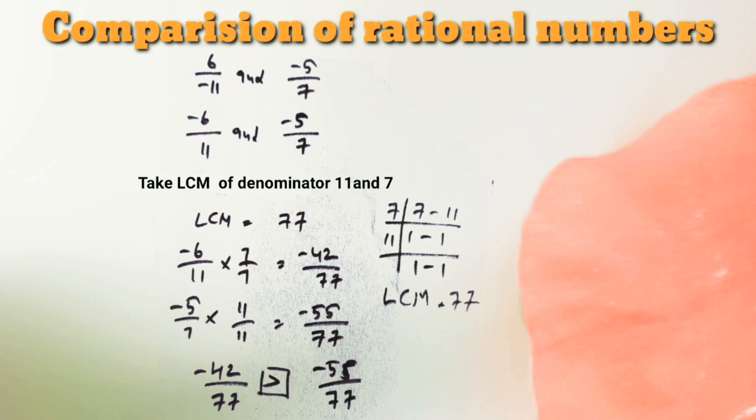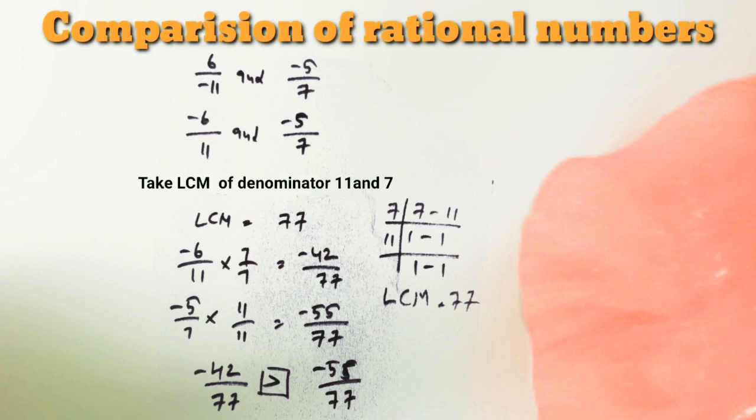Here 11 and 7. I have shifted the minus to the upper side because it is negative. It would be easier for the calculations if we shift the minus from the denominator to the numerator. So the minus is shifted now. The numbers are minus 6 by 11 and minus 5 by 7. Now find the LCM of 7 and 11. The LCM of 7 and 11 will be 77. So now make the denominator of both the rational numbers 77.